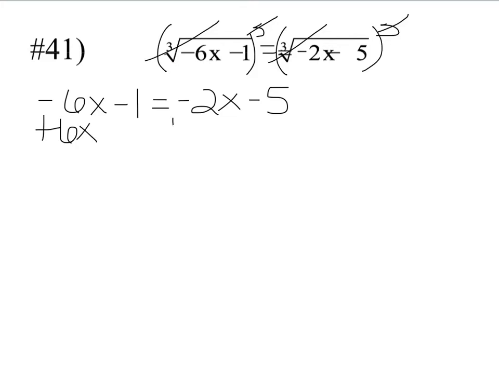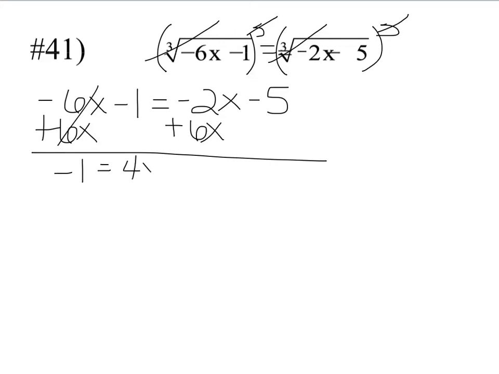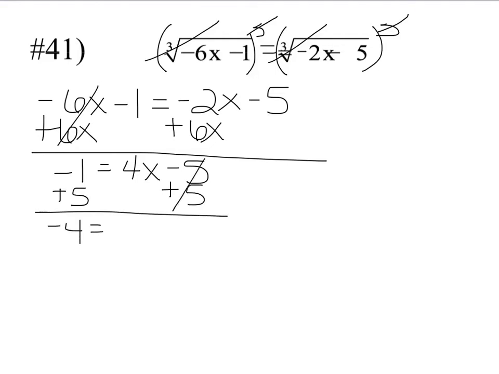Okay, we need to get all of our x's together. I'm going to add 6x to both sides to make our x's positive, leaving me -1 is equal to 4x minus 5. Then I'm going to add 5 to both sides, leaving me 4 is equal to 4x. Divide both sides by 4, and you get x is equal to 1.